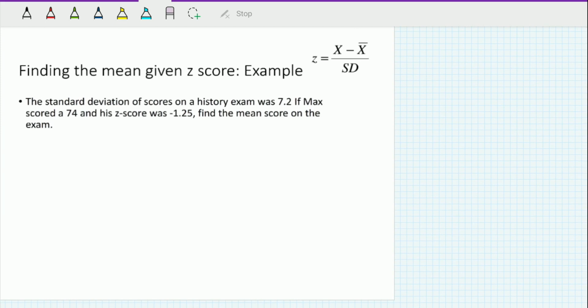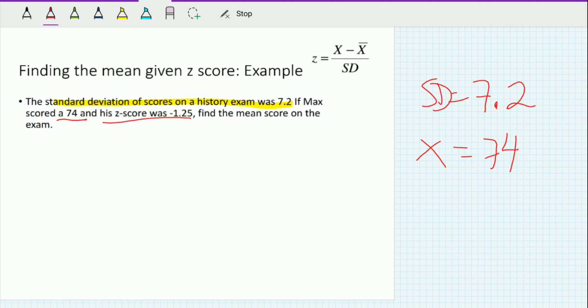So let's see. The standard deviation of scores on a history exam was 7.2, so standard deviation is equal to 7.2. Max scored a 74, so that's his raw score. And his z-score, you see that's how these problems are different, I'm giving you the z-score. The z-score is negative 1.25. Find the mean score of the exam. So what we're looking for is the mean.